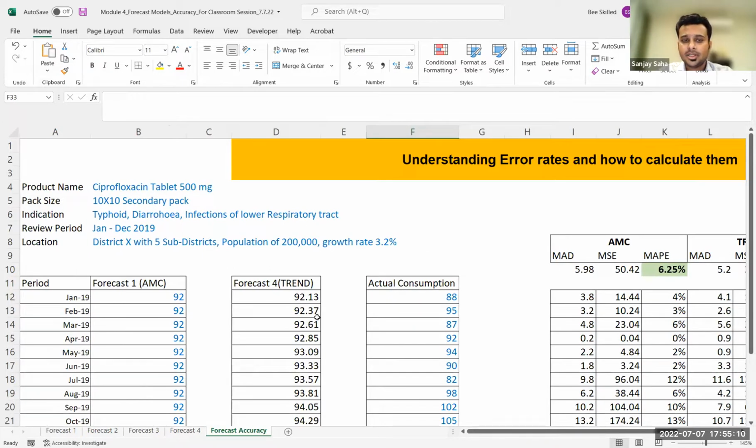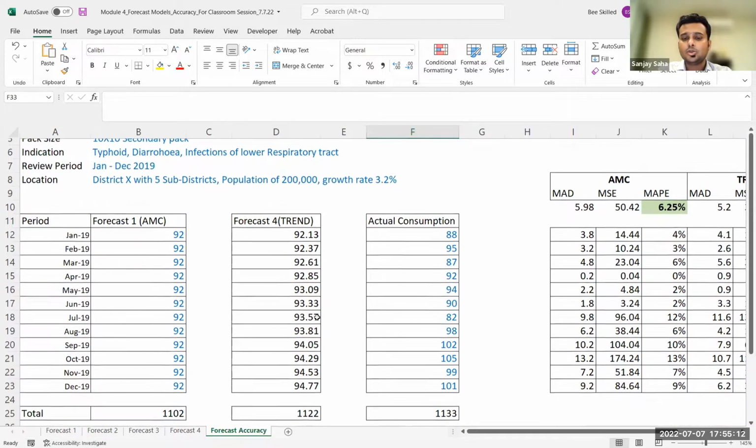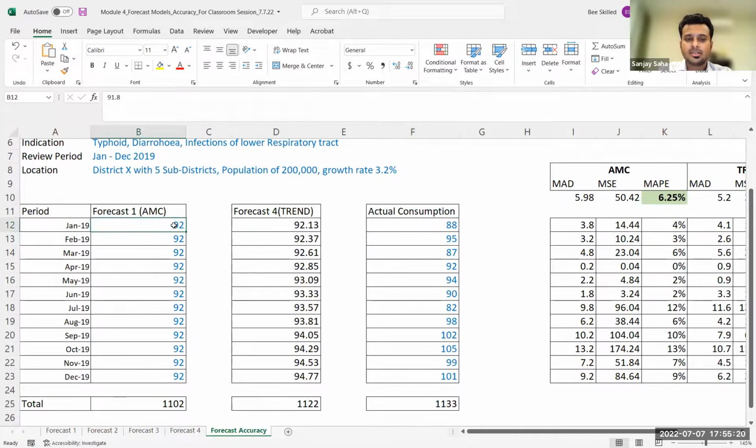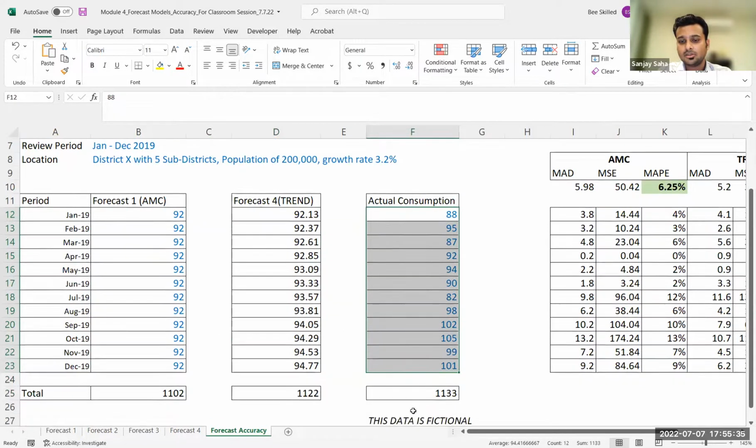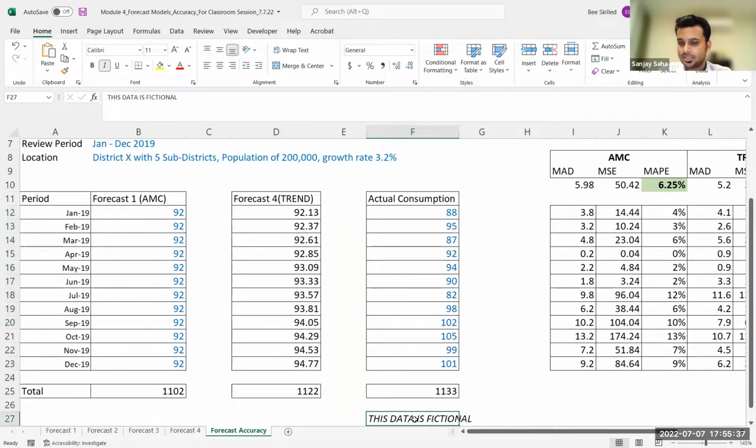What we're doing here is comparing two forecasts with the actual consumption. The product is again the same, ciprofloxacin. The first forecast is coming from the average monthly consumption, which we did in scenario 1. The second forecast is coming from the trend analysis, which we did in scenario 4. The actual consumption data is hypothetical. Okay, it's also written here. This data is fictional. It's hypothetical.